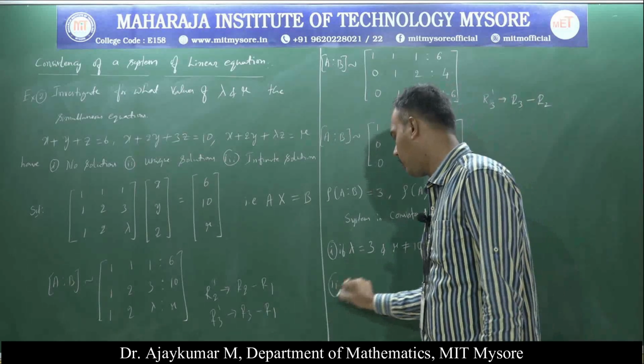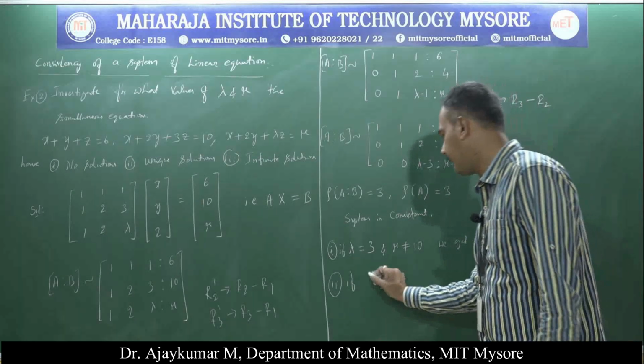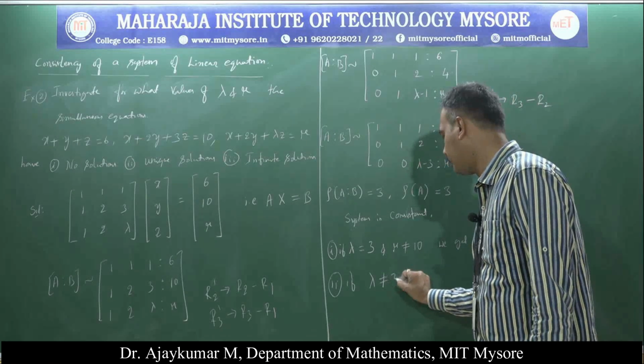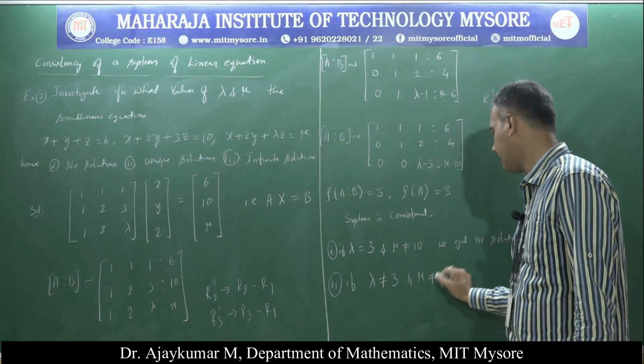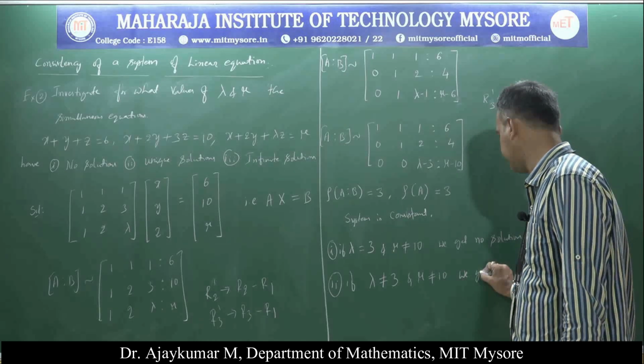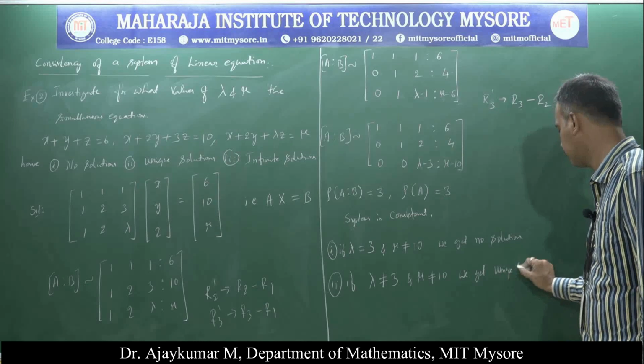Now the second one. Okay, what about the second one? We can consider lambda is not equal to 3, and also mu not equal to 10, so we get a unique solution.